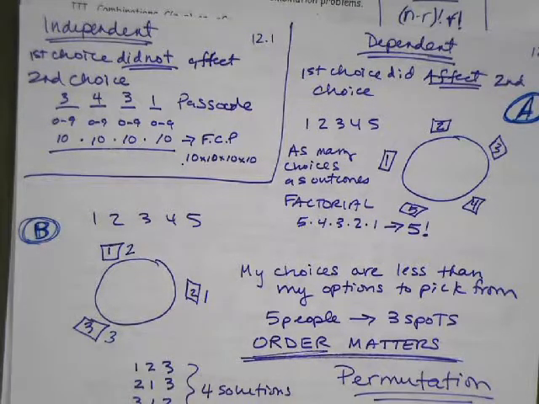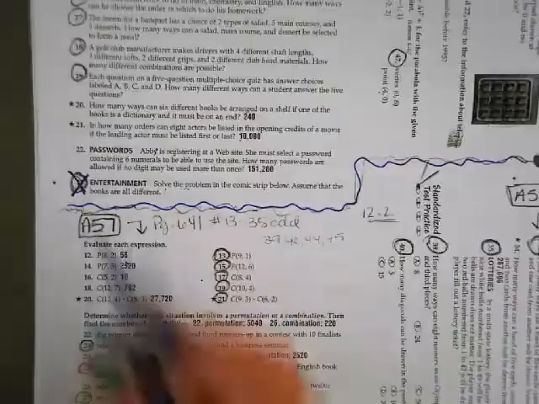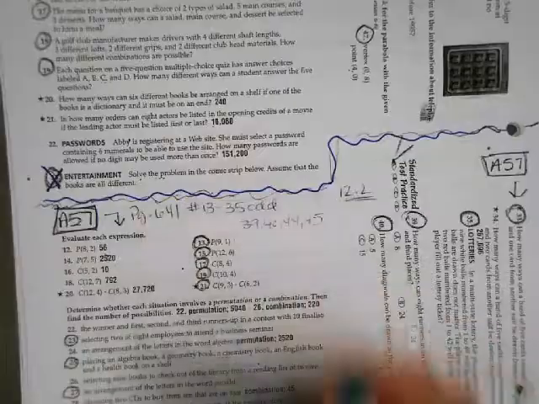Okay? So A57 on the back is your homework. That's all this right here and all this right here. Okay? So it's 12-2.